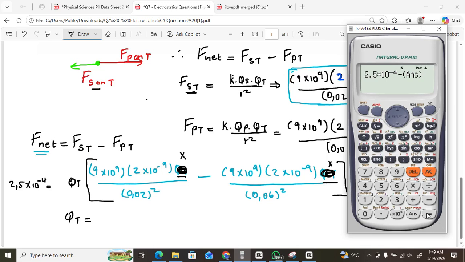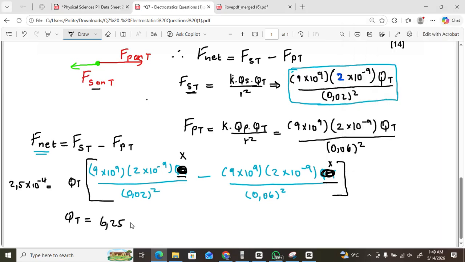I'm just going to put this 2.5 inside the bracket because we are making QT the subject of the formula. What is that equal to? This gives us 6.25 times 10 to the power negative 9. Therefore, the charge on q2 is 6.25 times 10 to the power negative 9 coulombs.